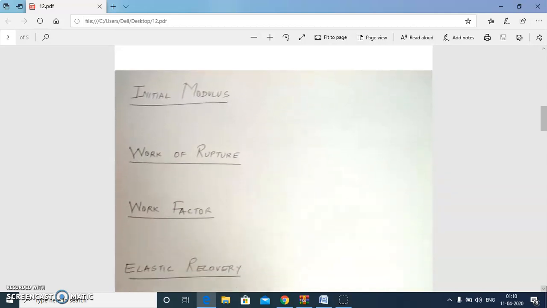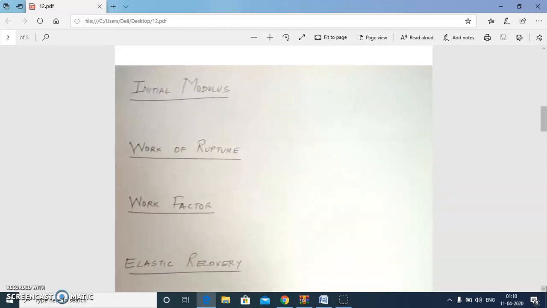The next two most important terms related to tensile testing are modulus and work of rupture. Now, what is initial modulus? Initial modulus or Young's modulus is defined as the slope of the load extension curve of any textile specimen in the initial region up to yield point, and it gives us an idea about the stiffness of the fiber or yarn. The second term is work of rupture. Work of rupture is basically the energy required to break the specimen.